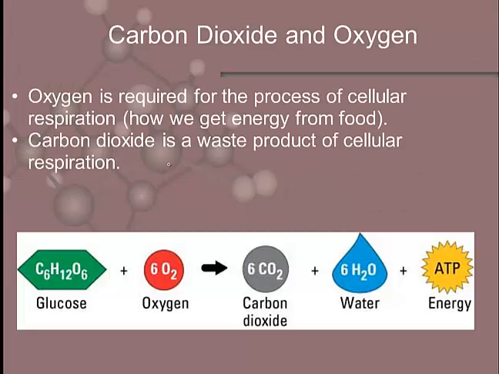Carbon dioxide and oxygen. Oxygen is required for the process of cellular respiration, so remember that's how we're going to get our energy from food. And carbon dioxide is the waste product of that reaction. So when you take in food like glucose, and we have oxygen present, we're going to end up making carbon dioxide and water as waste products, but the main point of all of that is to get a whole bunch of ATP. And if you remember, from one glucose molecule, when we have oxygen present, we can get 36 ATP.